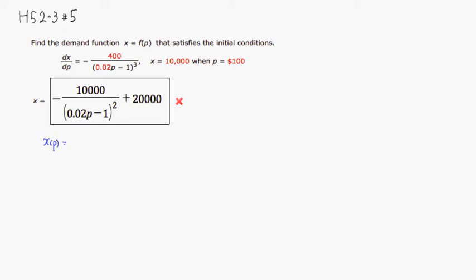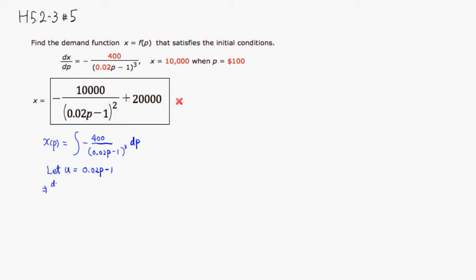So we have x of p is equal to the integral of negative 400 over the quantity 0.02p minus 1 cubed, with respect to p. Right, let's use a substitution. Let u be 0.02p minus 1. Right, then do the usual drill.